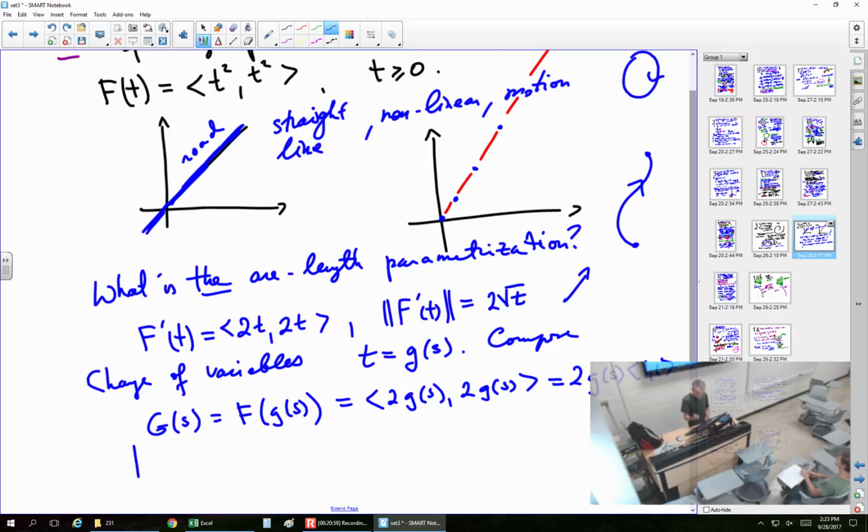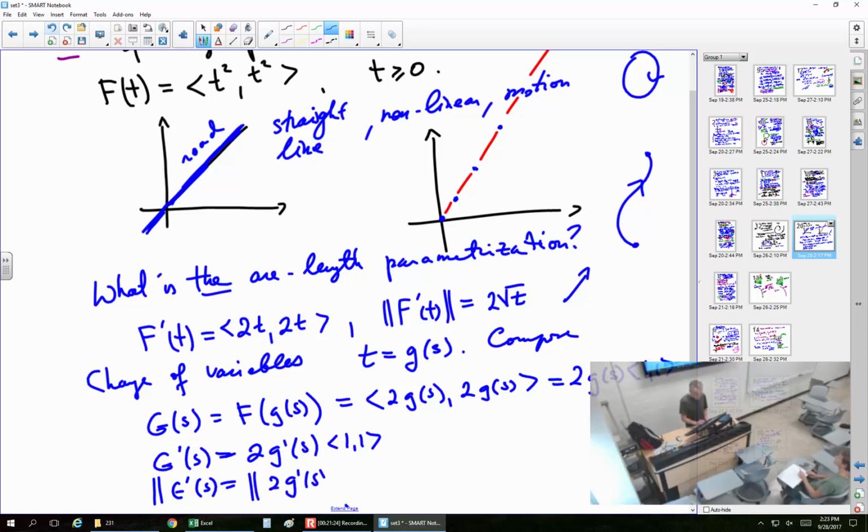So we differentiate. That's why that simplification is worthwhile, because now I simply have 2g prime of s, assuming the function is differentiable, and that coefficient does nothing. It is just the direction. Okay, so I take the magnitude of this. The magnitude is 2 g prime of s times the norm of (1, 1).